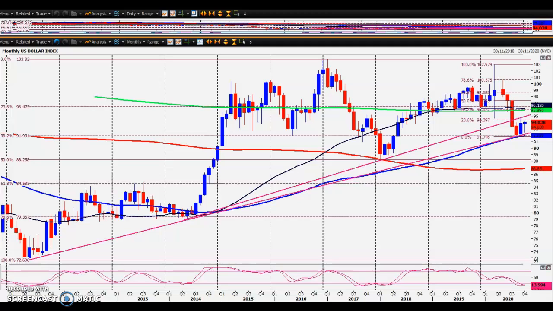1st of November, October is now over, so we've got a new candle. We will be starting a new candle on the monthly chart. This is the monthly chart for the US dollar index. You're probably pretty bored of this by now. You know it off by heart.